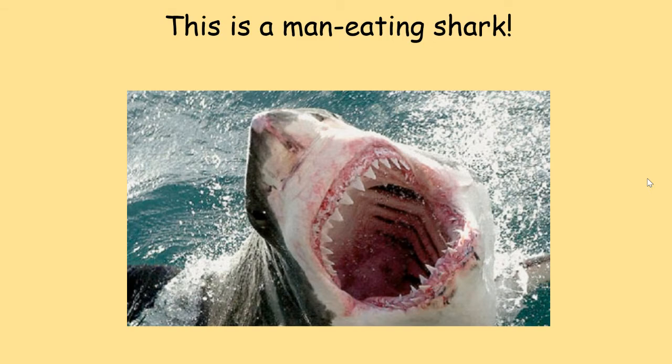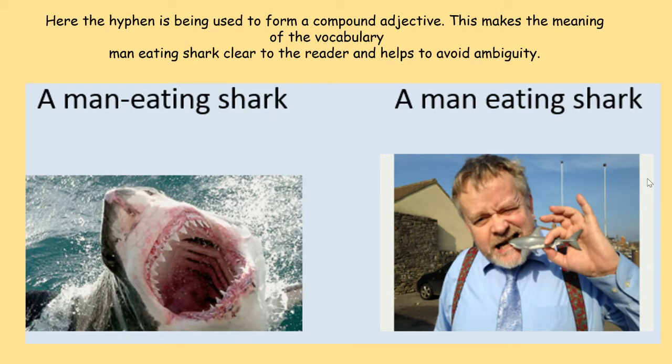I know this because I can see that shark is my noun and man-eating is describing the shark. And we know that adjectives describe nouns. So like we've just discussed, we can see that this hyphen is being used to form a compound adjective. This makes the meaning of the vocabulary man-eating shark clear to the reader and helps to avoid that ambiguity. Remember, if something is ambiguous, it means that it's open to more than one interpretation. It can seem to have more than one meaning.